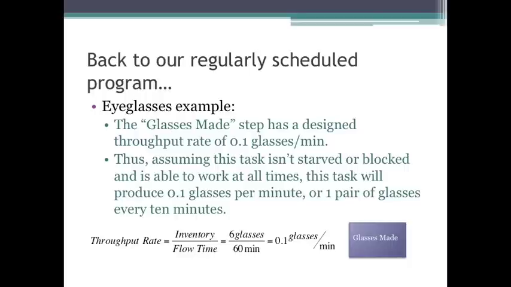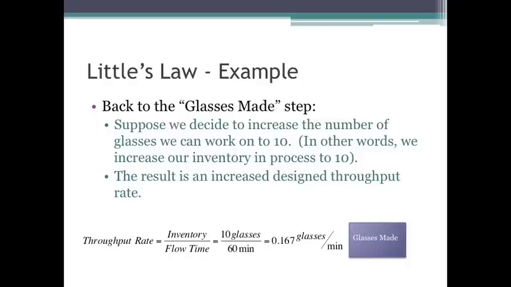That said, what if we increase our inventory? What if we increase the number of glasses that we can work on at one time? Say from 6 up to 10. Well, that changes our throughput rate. If we increase our inventory from 6 up to 10, that increases our throughput rate from 0.1 glasses a minute to 0.167 glasses a minute. Well, this gives us a blueprint. It gives us a method by which we can increase the throughput rate for this particular step, and ultimately increase the throughput rate for the entire process.